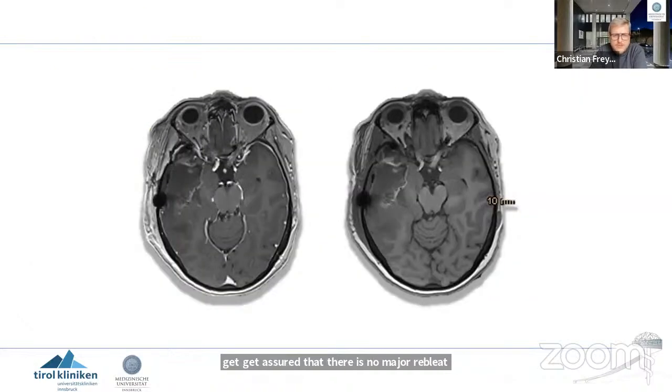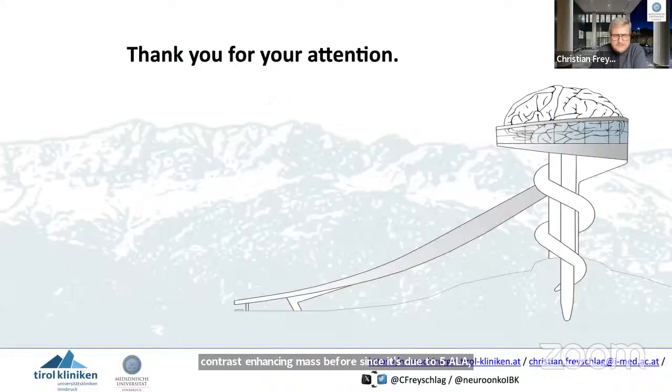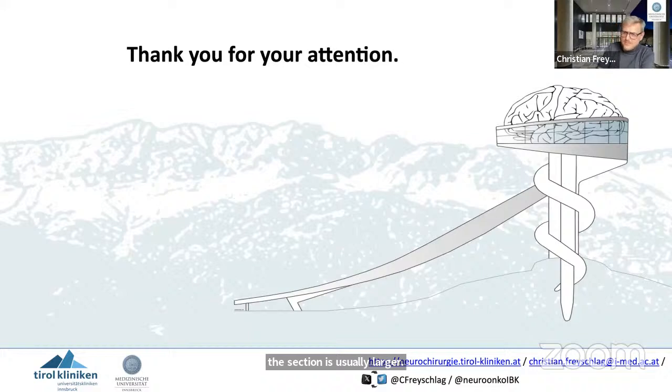This is the post-op imaging showing that the contrast enhancing tumor was resected, and the resection is also larger than the contrast enhancing mass before. Since it's due to 5-ALA, the resection is usually larger than you expected. And with that, I thank you for your attention.